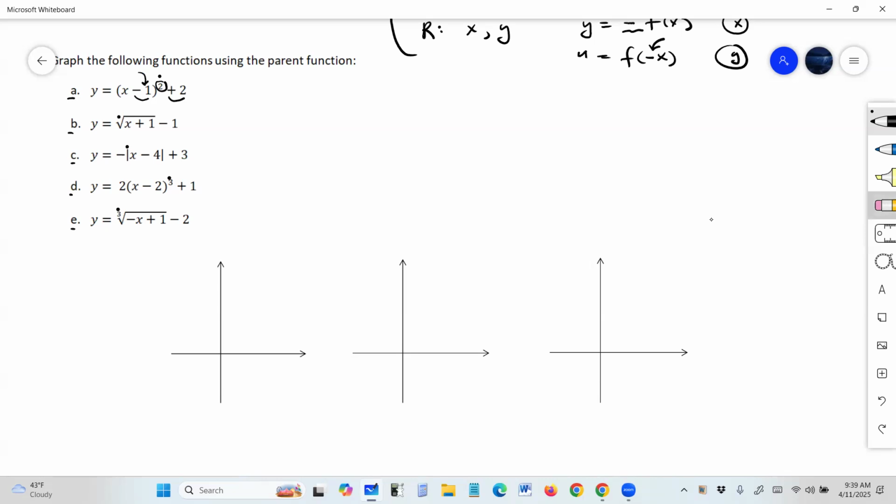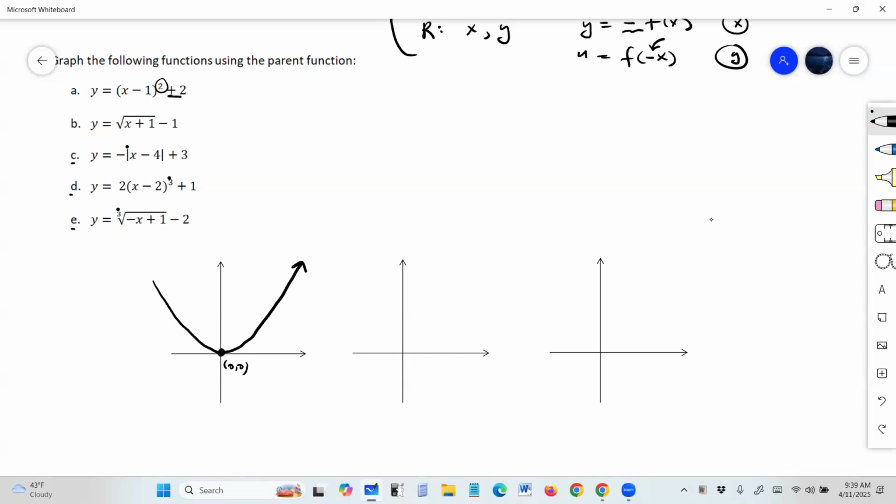All right, so after we identify the parent function and the transformations, what we do is we graph the parent function. So in this case, it's x squared. So here is x squared, and you focus on the center point. On the x squared, the 0, 0 is the center point or the key point.